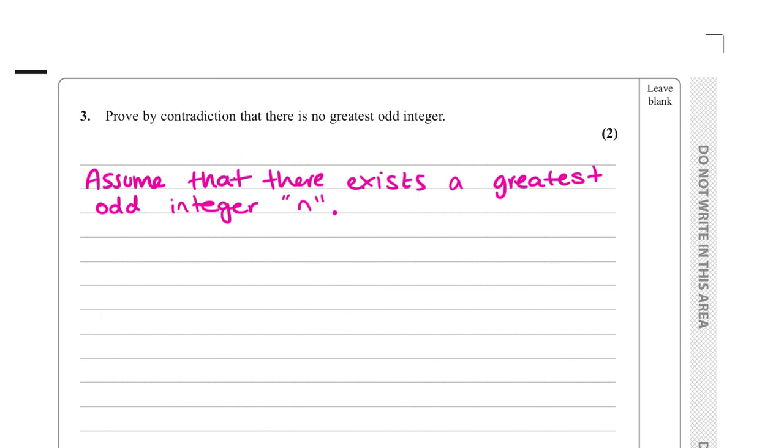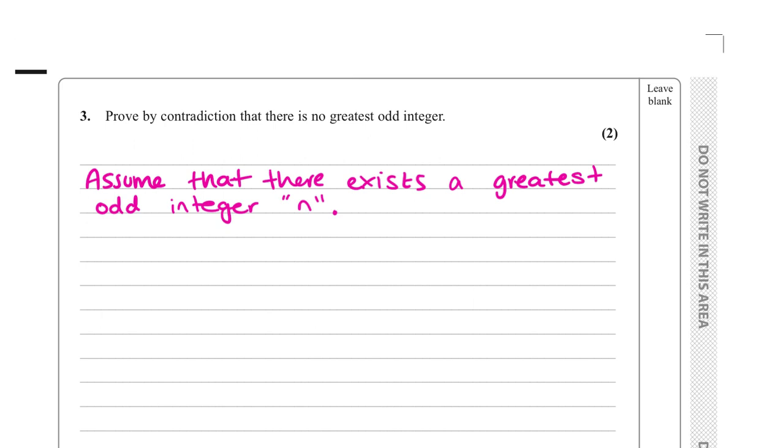Okay? Wow. Aren't we going to go like even to n, odd to n plus 1? Yeah, we might have to, but we don't need that for the mark. Right now, we're going for the mark for assume that there exists a greatest odd integer n.